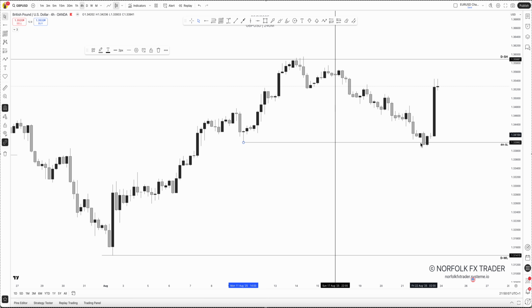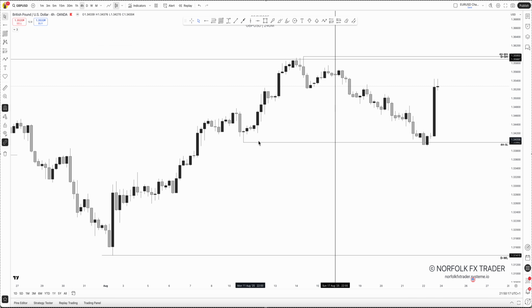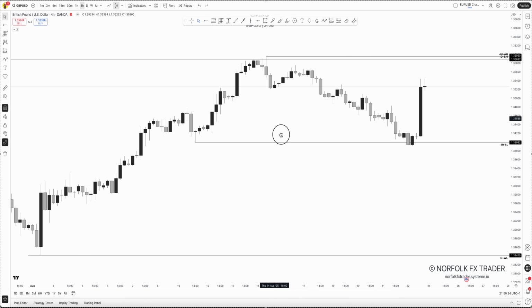Now forget about current price, what's happened here. But this would have been a strong low and this would have been my weak high. That's my current 4-hour movement. And down here, I'd have an area of potential demand. But that's now understanding those imbalances once again.